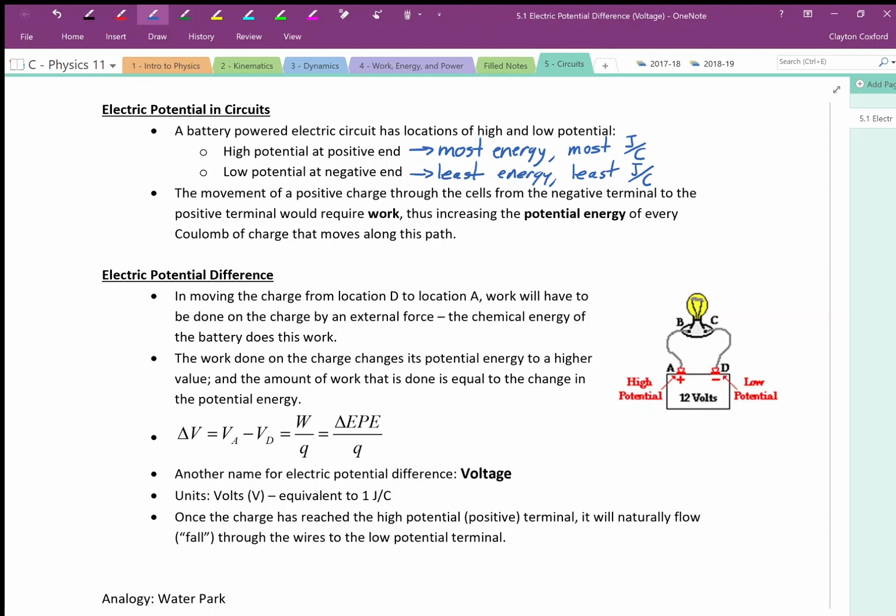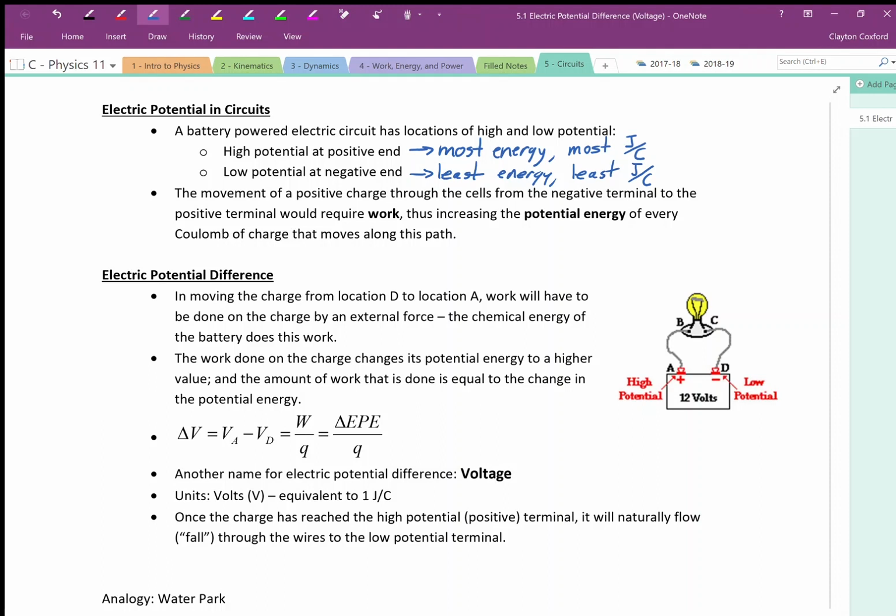And so if we're doing work on these positive charges, we're going to be increasing their potential energy. And so every coulomb of charge has a certain amount of potential energy increased. That means at the positive terminal, there's going to be some voltage, some amount of joules per coulomb at that location.